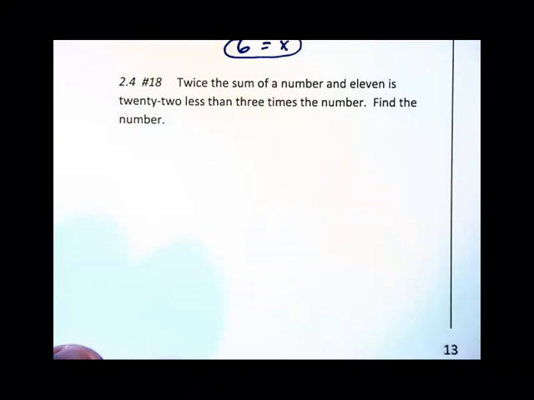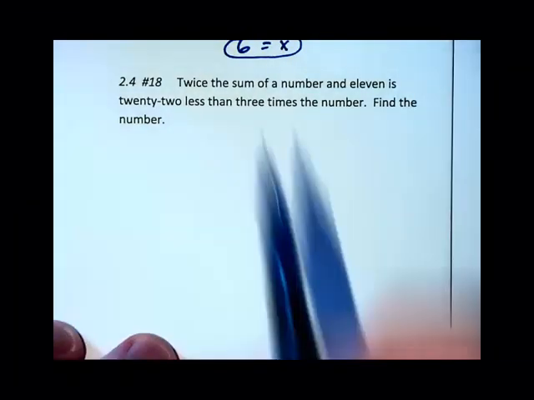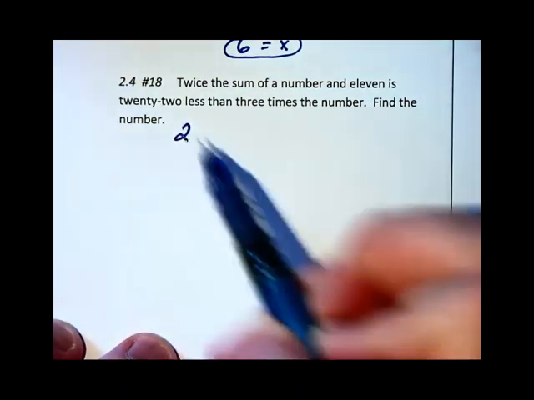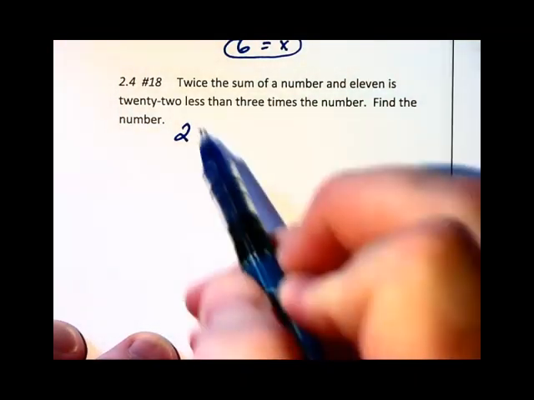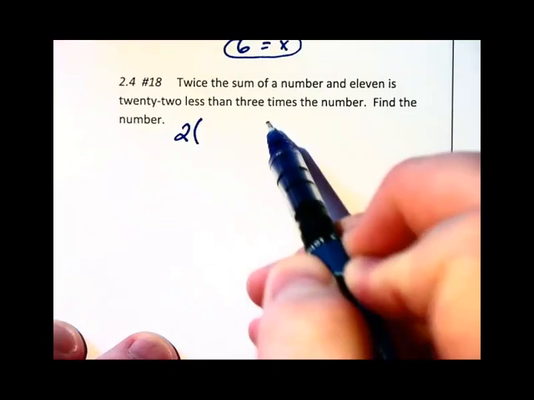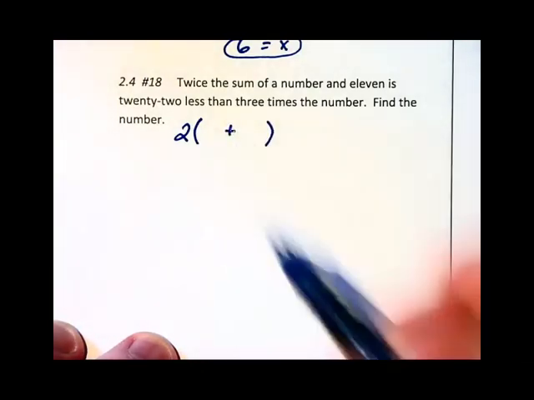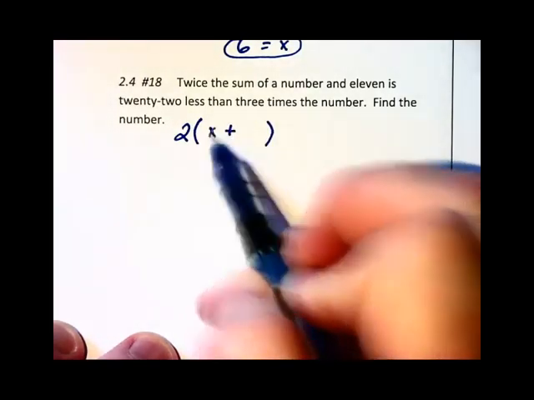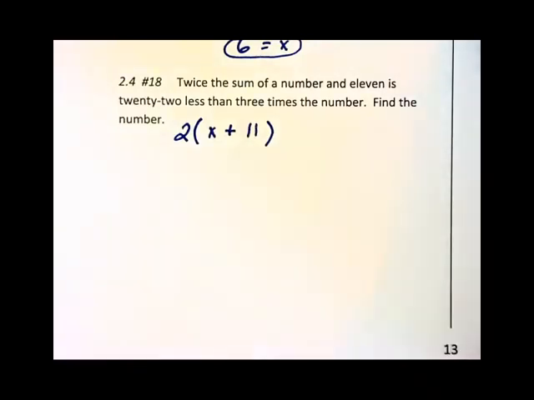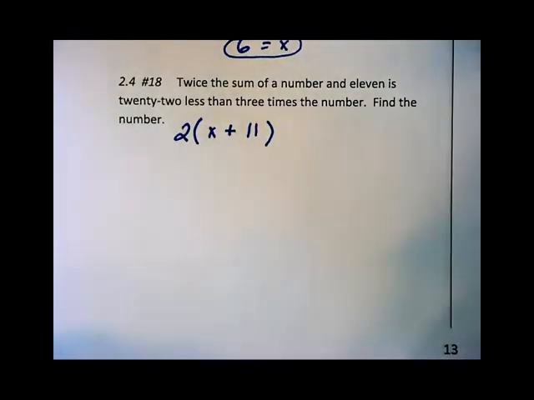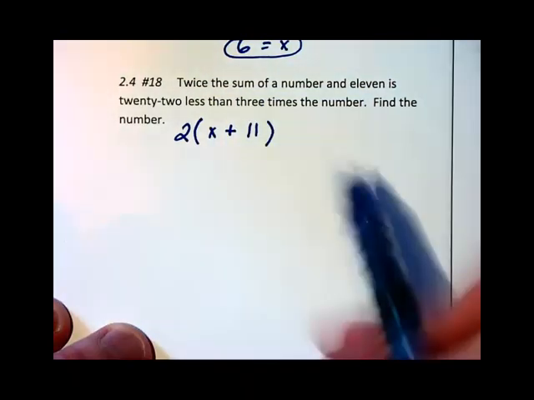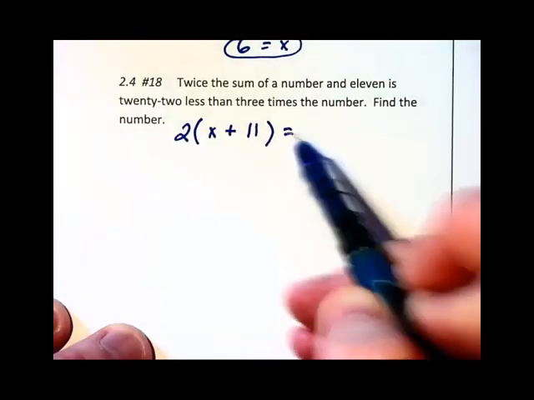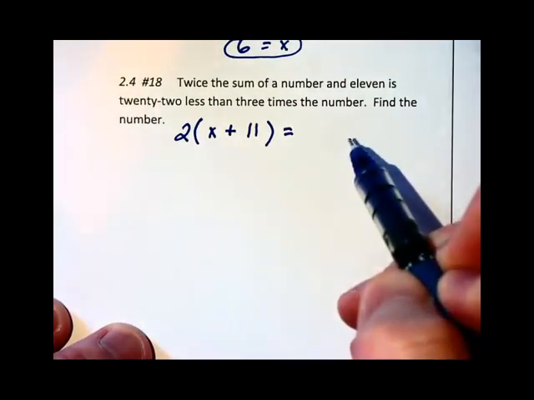Twice the sum of a number and 11. Twice, that means 2 times. Now it's not 2 times a number, it's twice the sum of. We've got 2 times an addition problem here. A number and 11, x plus 11. That's a little bit tricky because there's no flashy sign saying, ooh, we've got parentheses involved, but twice the sum is the clue. Is 22 less than 3 times the number?